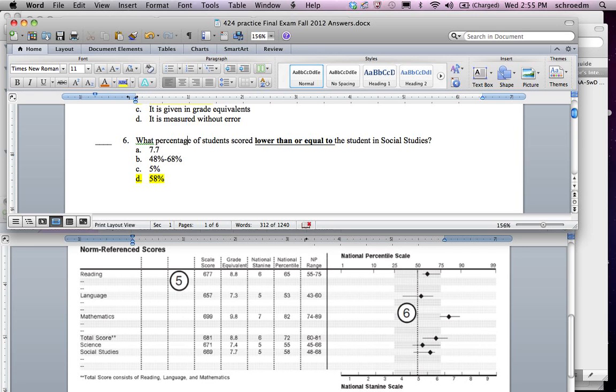If I ask the question, what percentage of students scored lower than, and got rid of the "or equal to," then I could not answer that question because I do not have enough information.